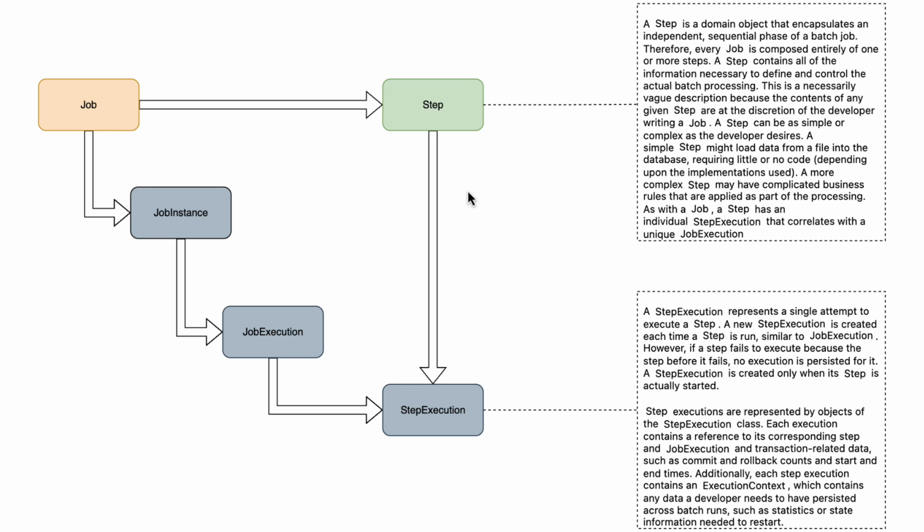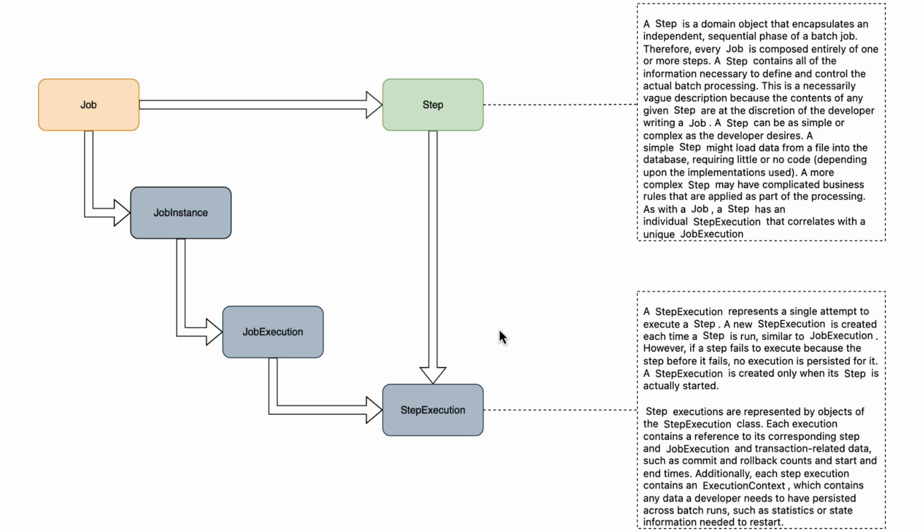As with a job, a step has an individual step execution that correlates with a unique job execution. So a step execution represents a single attempt to execute a step. A new step execution is created each time a step is run, similar to the job execution. However, if a step fails to execute because the step before it fails, no execution is persisted for it. A step execution is created only when each step is actually started. And step executions are represented by objects of the StepExecution class.